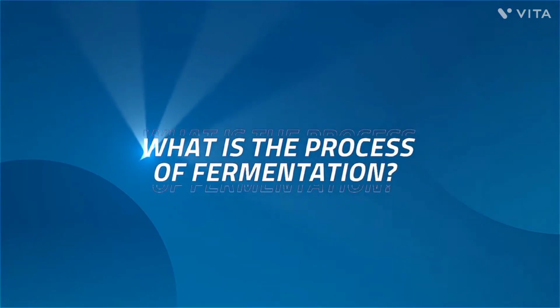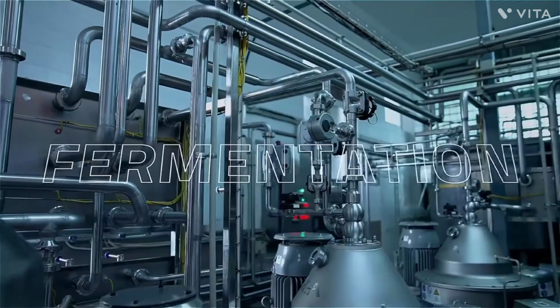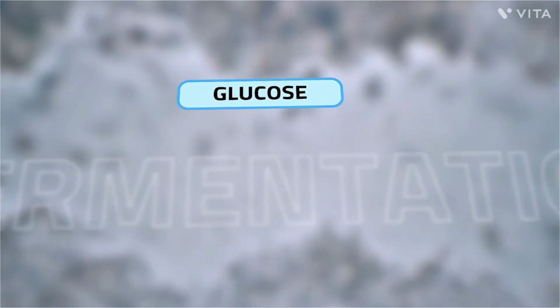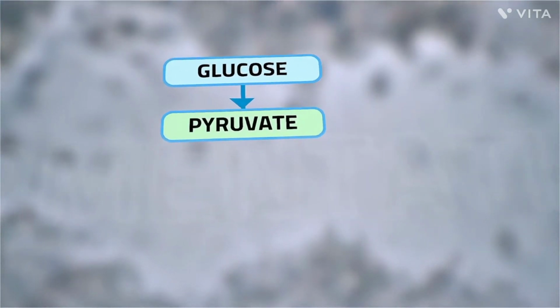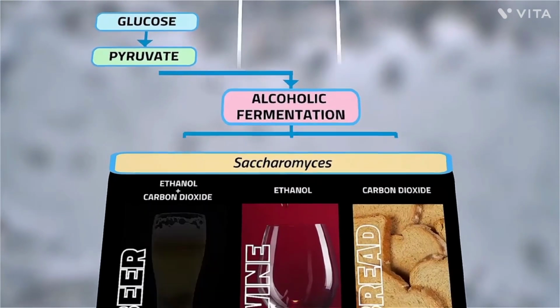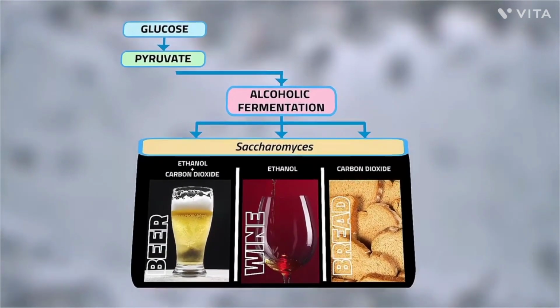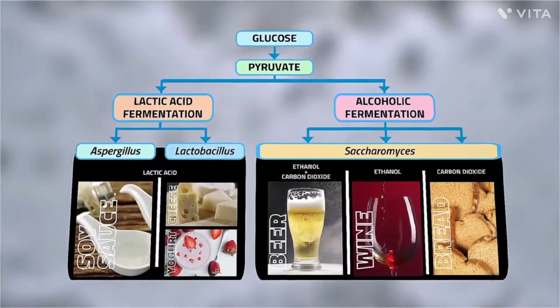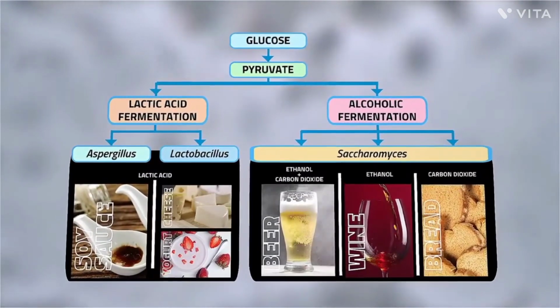What is the process of fermentation? The fermentation process starts with glucose, a simple sugar that undergoes glycolysis to produce pyruvate. Pyruvate will then be converted to ethanol with the use of yeast for alcoholic fermentation, or lactic acid with the use of lactic acid bacteria for lactic acid fermentation.